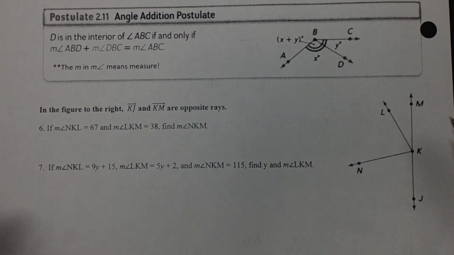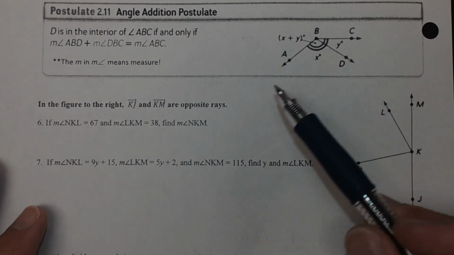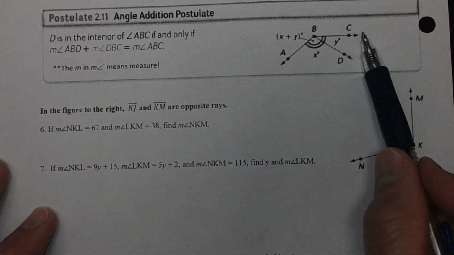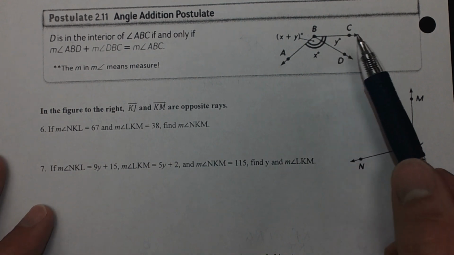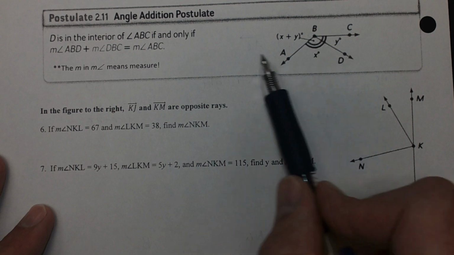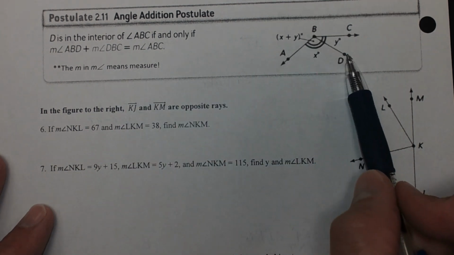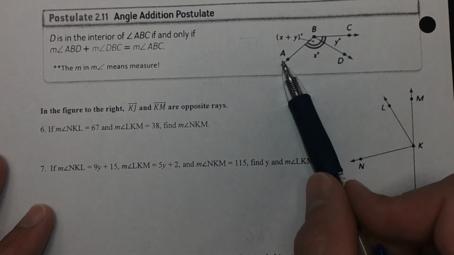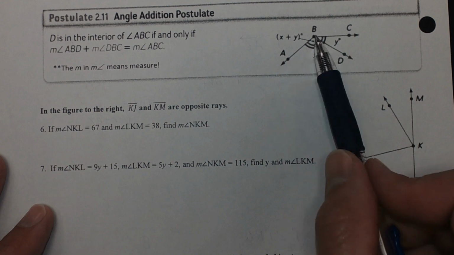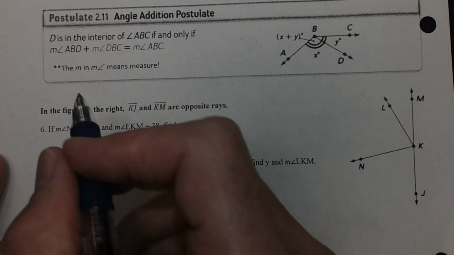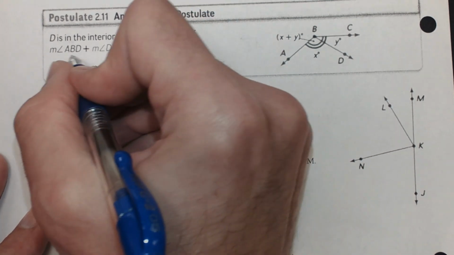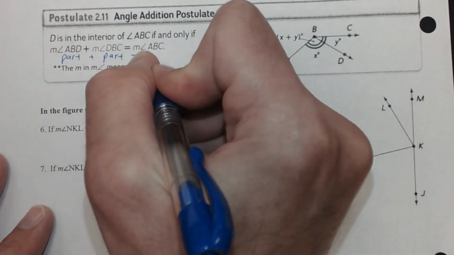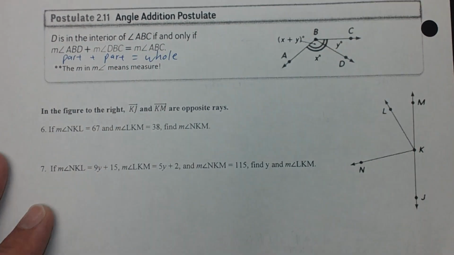And if you look at the diagram, it's fairly clear. If point D is on the interior of angle ABC, then it's going to be in the interior if and only if the measure of angle ABD plus the measure of angle DBC is equal to the measure of the whole angle, ABC. So that's really another way of saying part plus part equals whole, which we learned in the previous lesson.